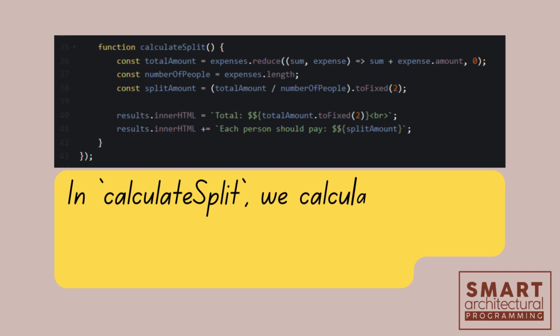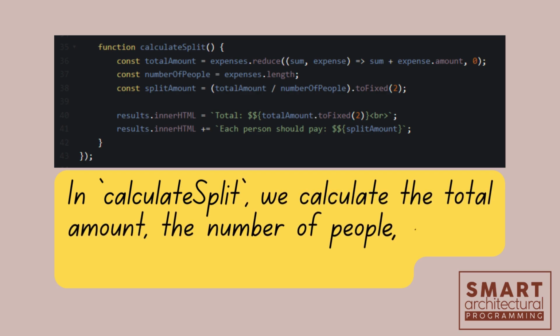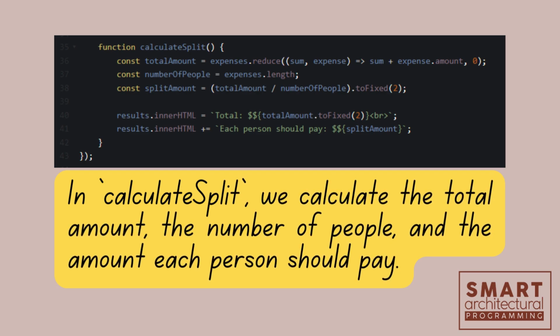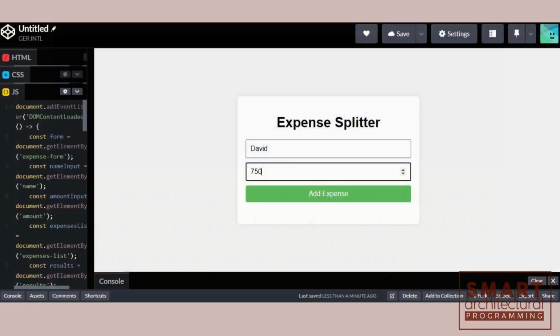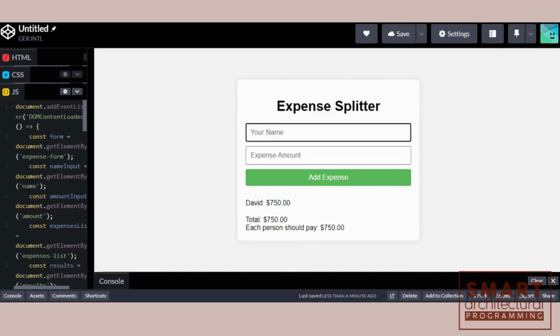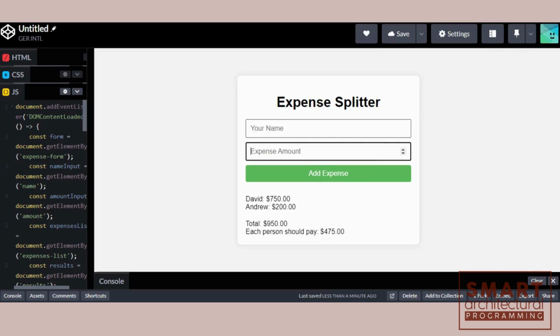6. In calculateSplit, we calculate the total amount, the number of people, and the amount each person should pay. Let's see our app in action. As you can see, when we add expenses, they appear in the list, and the total and split amounts are calculated automatically. This simple app is a great starting point, and you can expand it with features like deleting expenses, editing amounts, or even integrating with a backend to store data.